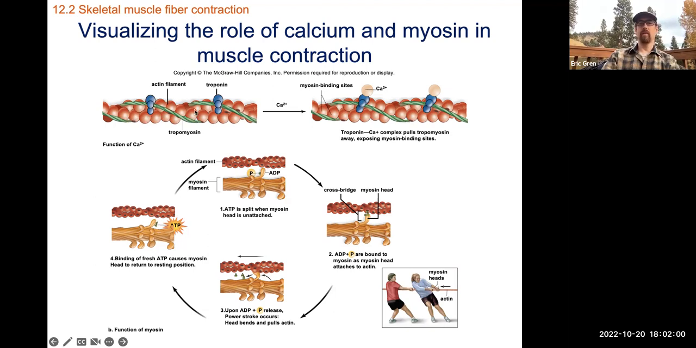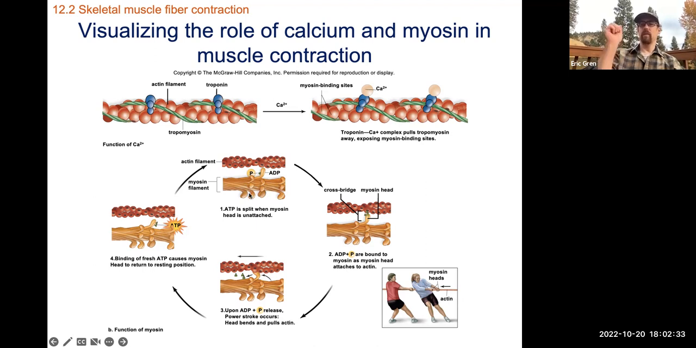We've got actin that's shown in red. We've got tropomyosin, which is shown in green, and it's blocking the binding sites on the actin. And then we have these protein hinges made of troponin that are holding the tropomyosin in place. All right.